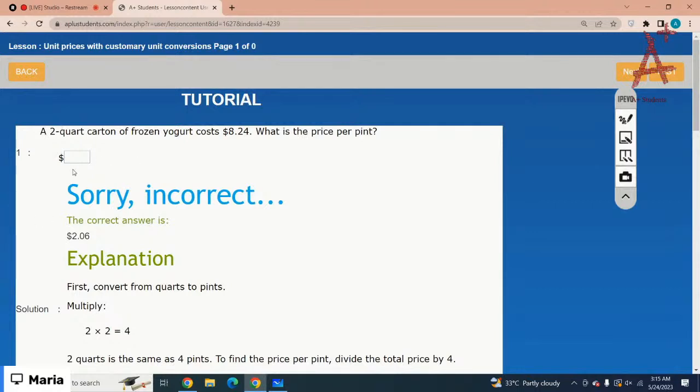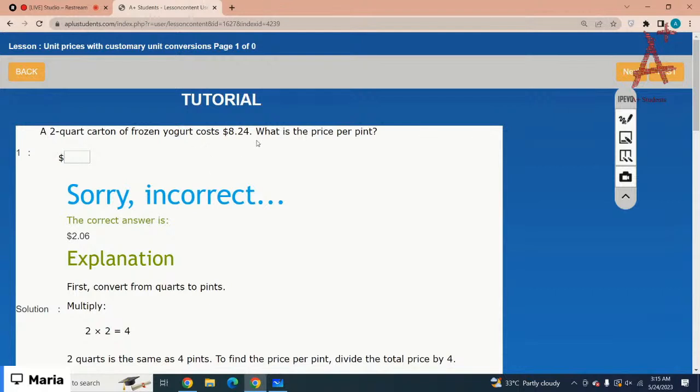So you have to convert from quarts to pints first. We know that in 1 quart you have 2 pints. So let's just convert from quarts to pints first. It would be 2 times 2. So that means 2 quarts equals 4 pints. Got it? So 2 quarts is the same as 4 pints.